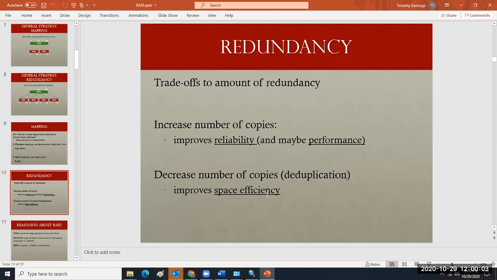RAID is something you can do for a single system, but when you bundle it and package it and engineer it so it's for 100 servers, then it's iSCSI and it's a SAN.